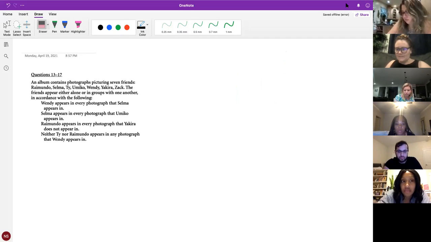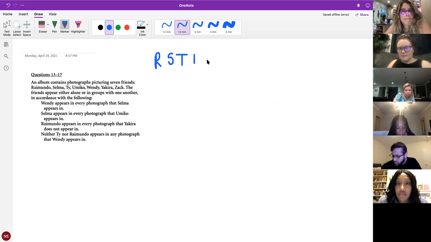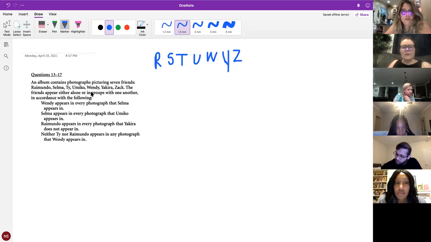So how I'm going to set this up is: an album contains photographs picturing 7 friends. I always rewrite my variables, so we're going to have R, S, T, U, W, Y, and Z. The friends appear either alone or in groups with one another.